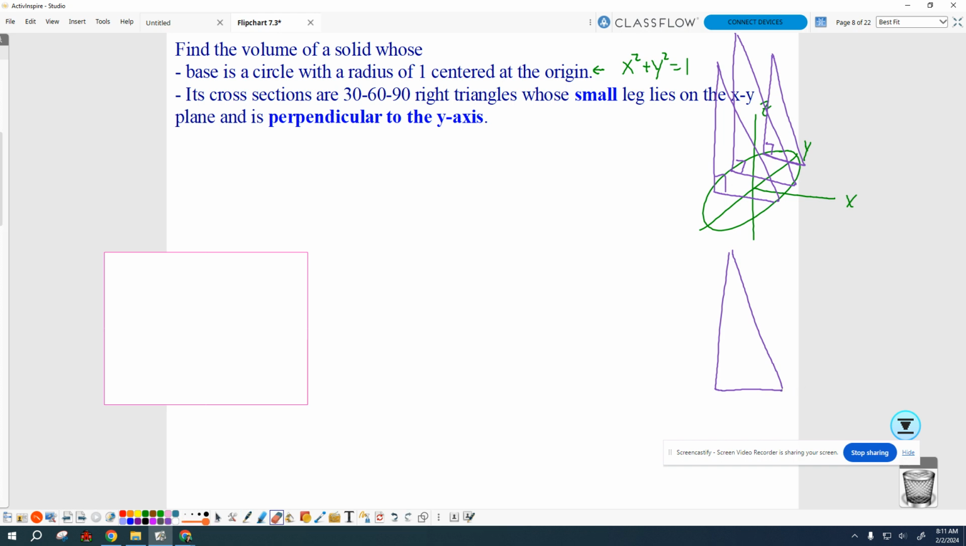Pulling just one of these out, again, I don't have any equations. What are the thicknesses of these going to be? DYs or DXs? DYs.